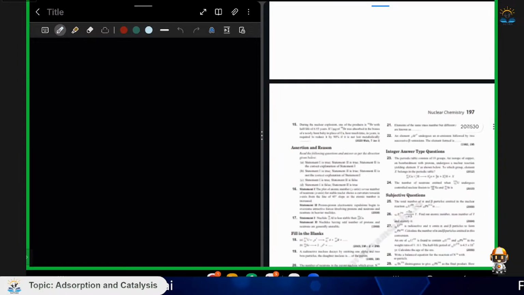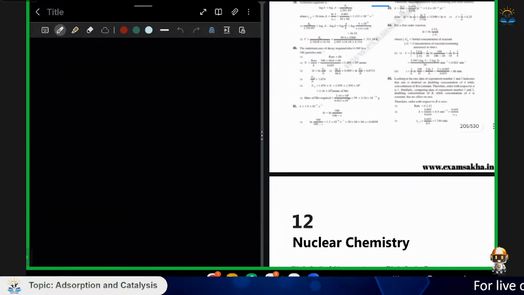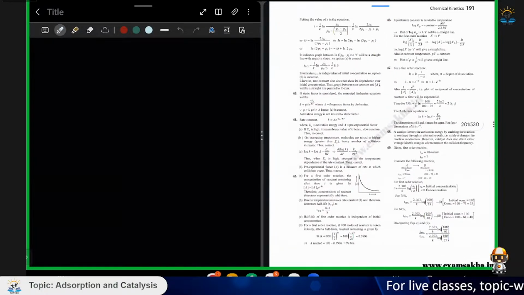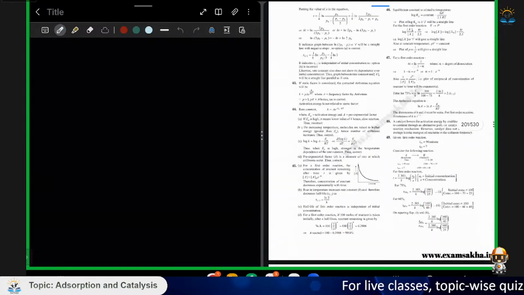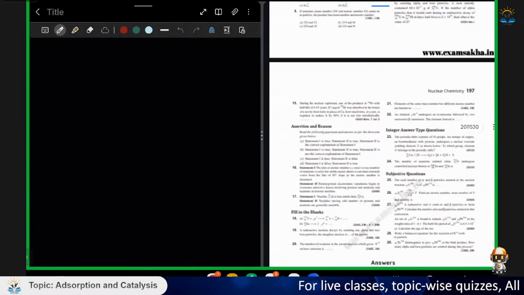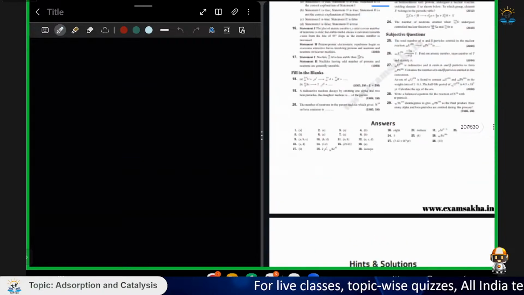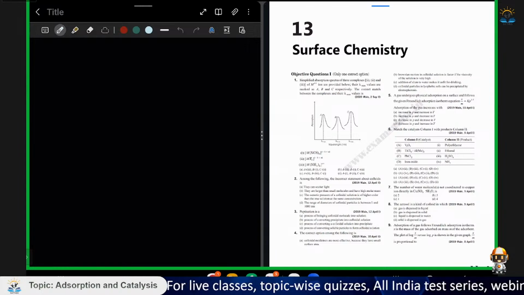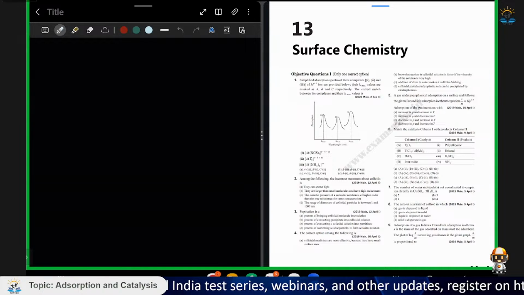For your preparation, try to solve the papers as a whole. It helps when you solve the whole paper, like a 30-question paper or a 90-question paper, because it is like creating the exam environment. So solve the questions as a whole, not chapter by chapter.